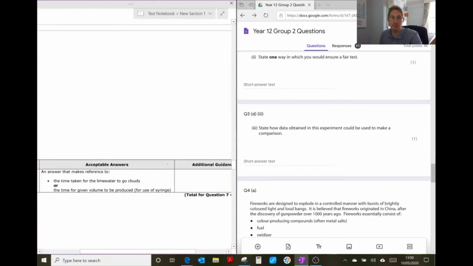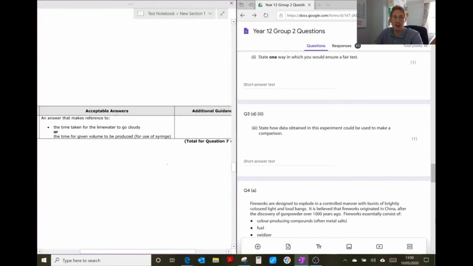How would you make a comparison? Well, time taken for the lime water to go cloudy, or time for a given volume of gas to be produced if you're using a syringe or measuring cylinder over water. Now, lots of people said, oh, final volume of carbon dioxide, but one of your controls should be you have the same number of moles of each carbonate, so therefore you should produce the same volume of carbon dioxide at the end anyway.